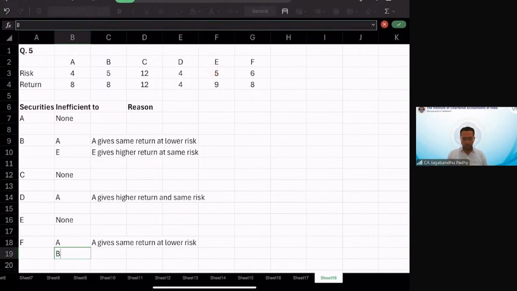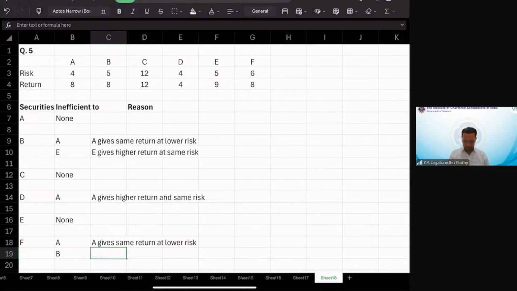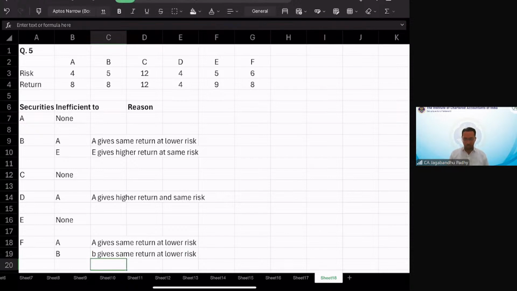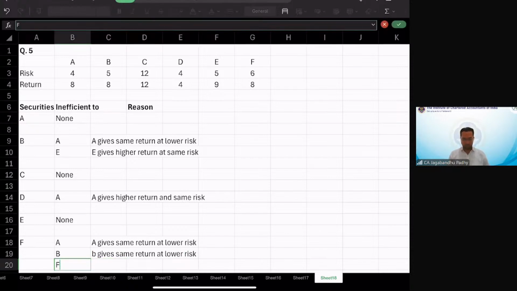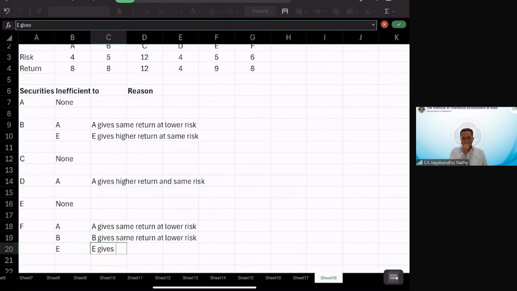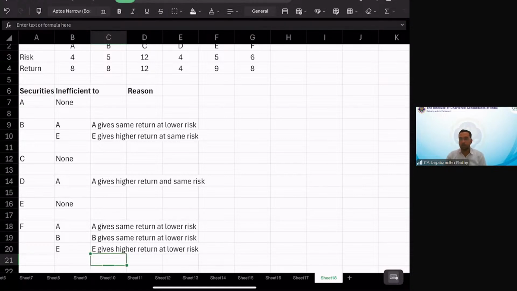Yes, it is inefficient to B because B gives again the same return at lower risk. Then, is it inefficient to any other security? Yes, it is inefficient to E also because E gives higher return at lower risk. Higher return at lower risk.